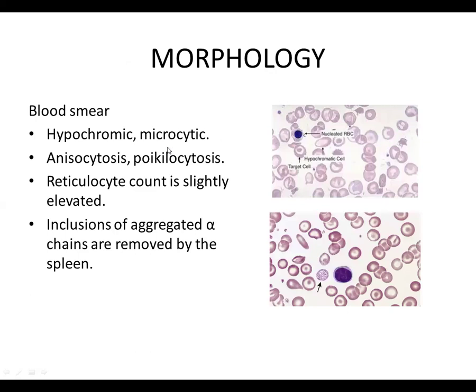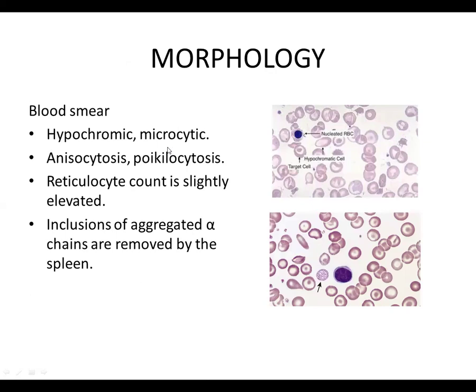On morphology, the blood smear of beta thalassemic patients shows a hypochromic microcytic picture. So RBCs are going to be deficient in hemoglobin. They are going to be small in size. Anisocytosis and poikilocytosis is also a feature. Anisocytosis means variation in size. Poikilocytosis means variation in shape of RBCs. Retic count is slightly elevated.